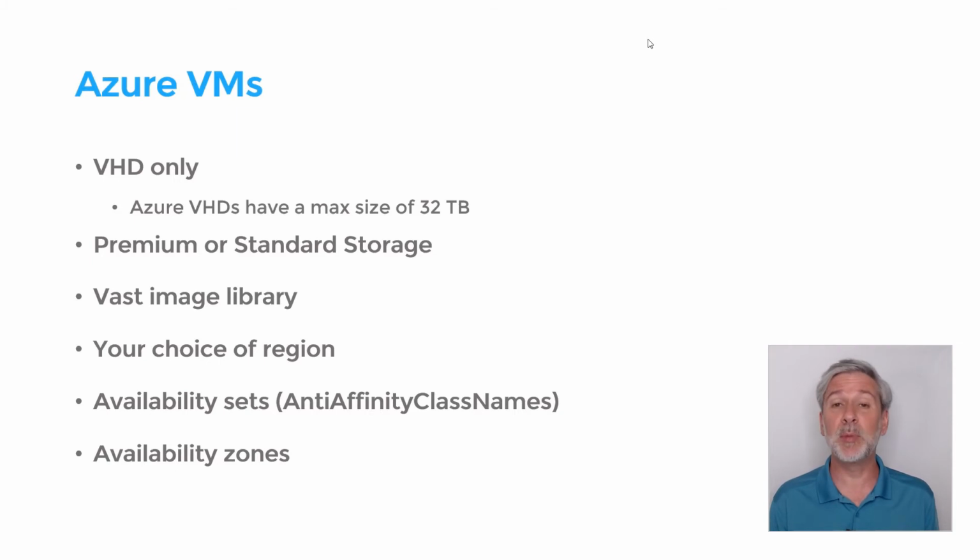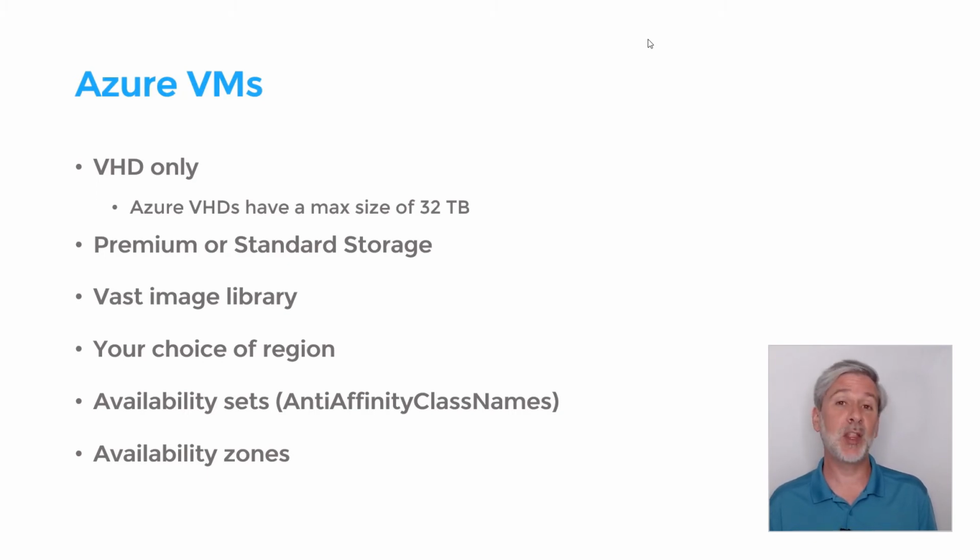We have availability sets in Azure. Same thing as those anti-affinity class names we covered in another lesson. That's the idea where when I place my VMs in Azure, I want Azure to put my VMs on different hosts. That way, if one host fails, all my VMs wouldn't go down at the same time.